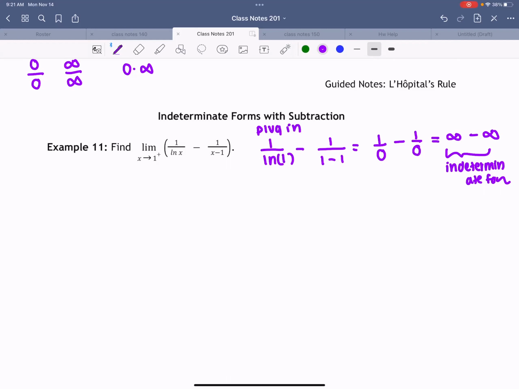All right, well, L'Hopital's rule doesn't say anything about subtraction. It only talks about division. So any ideas on how to maybe make this able to use L'Hopital's rule?